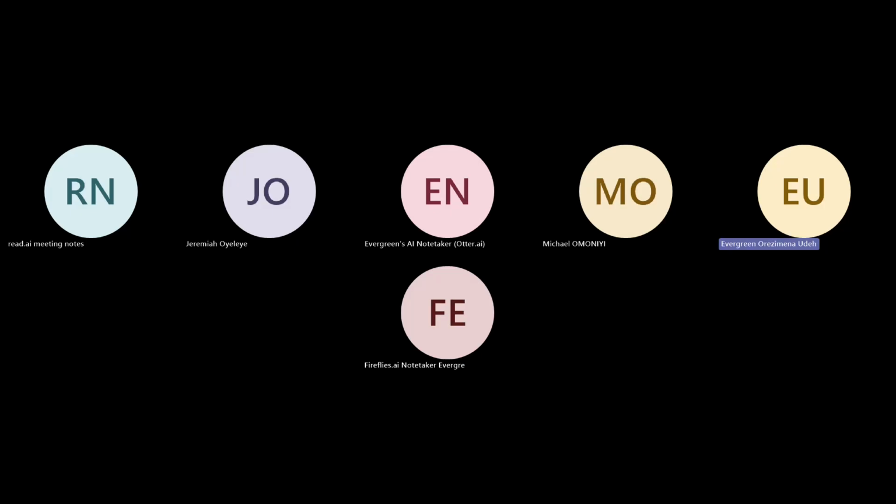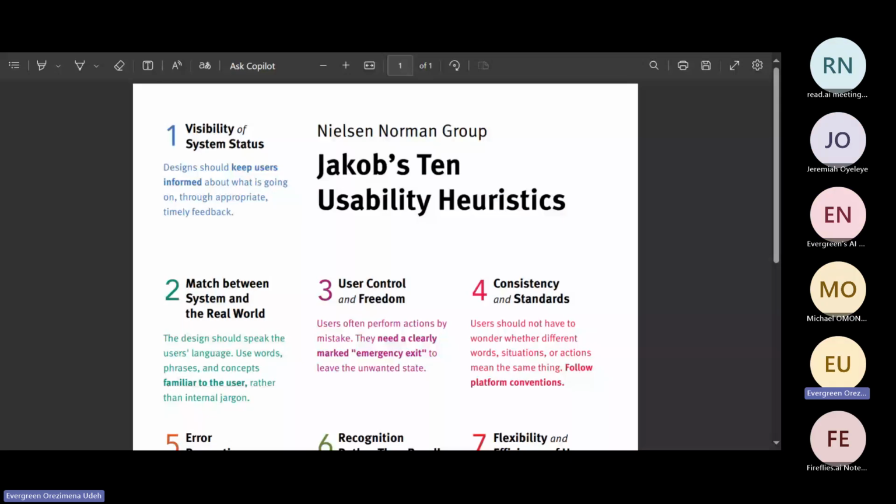So just to recap, visibility of system status. This talks about how designs should always keep users informed about what is going on by giving feedback.